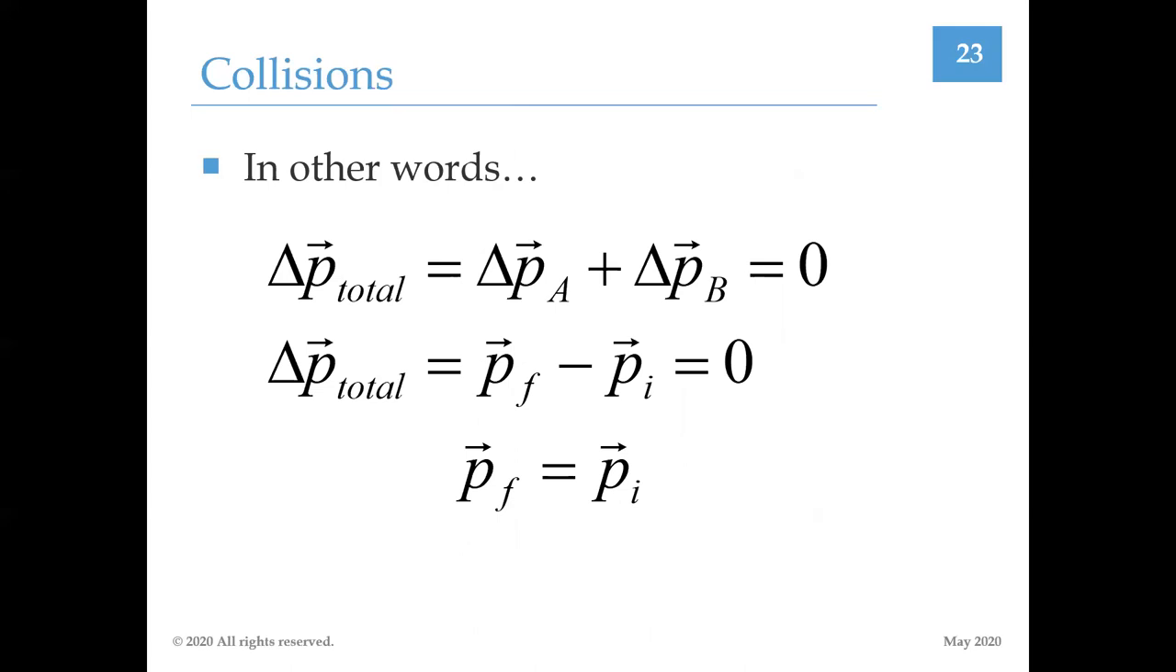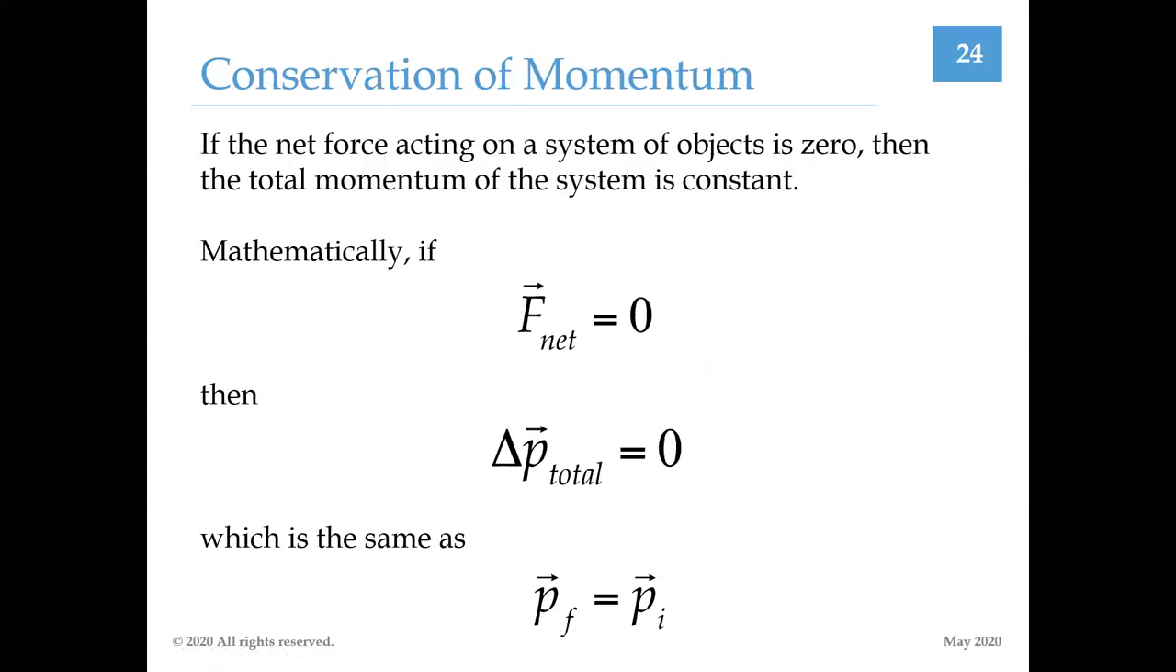We can also say that it's equal to the final momentum minus the initial momentum. So delta P total, which is final momentum minus initial momentum, equals zero. And again, that tells us that the final momentum must be equal to the initial momentum because that quantity is conserved. So if the net force acting on a system of objects is zero, then the total momentum of the system is constant. Mathematically, if F net equals zero, then delta P total equals zero, which is the same as writing that P final equals P initial.